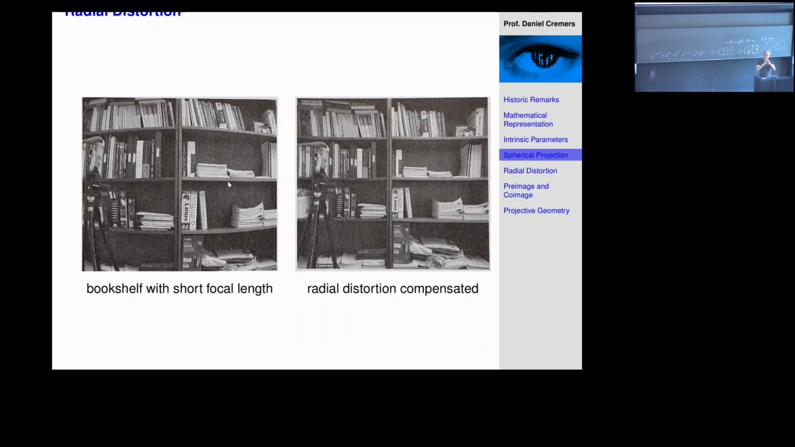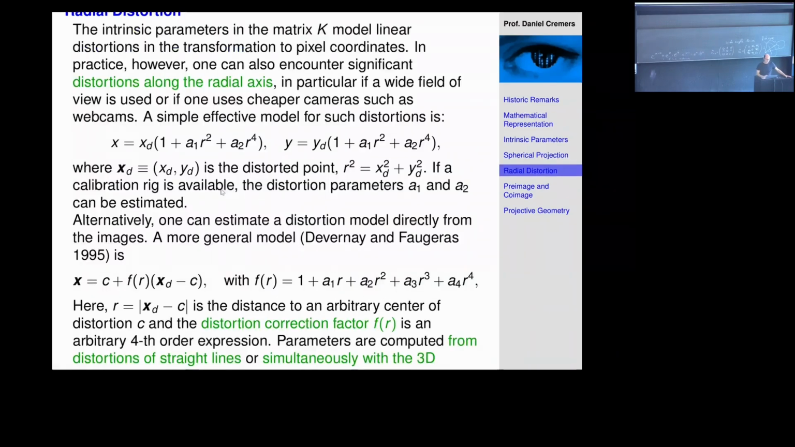But typically you have a distortion that depends on the radius, on how far you are from the center of distortion. But in principle, if you get really, really cheap lenses, you could have all sorts of distortion phenomena, but the dominant one is typically one of radial distortion.